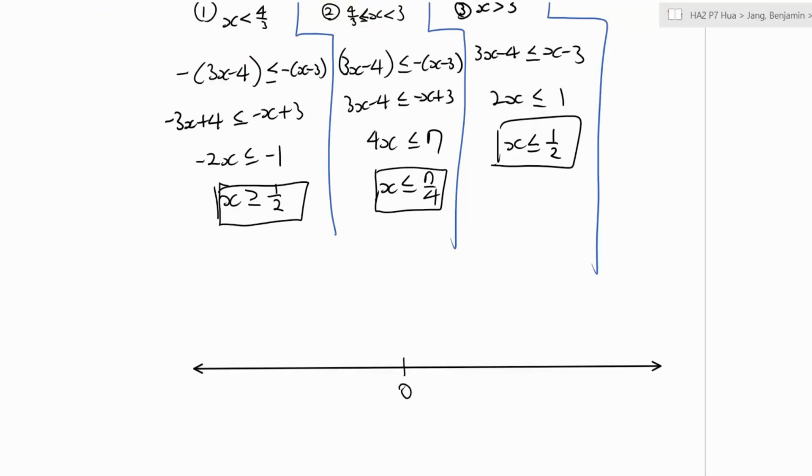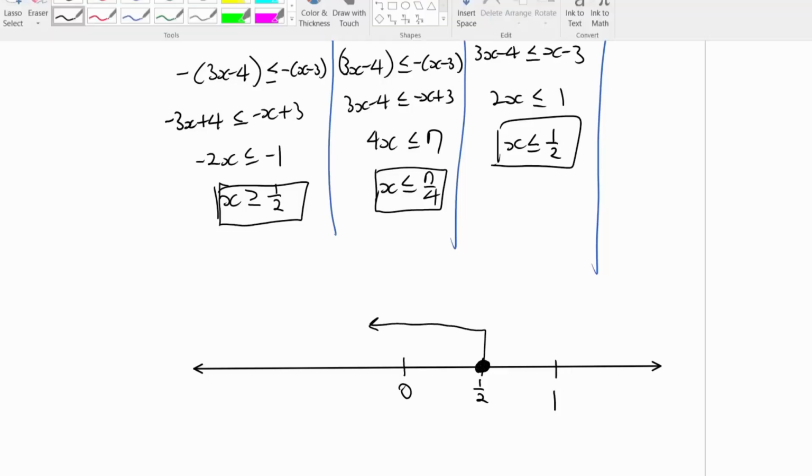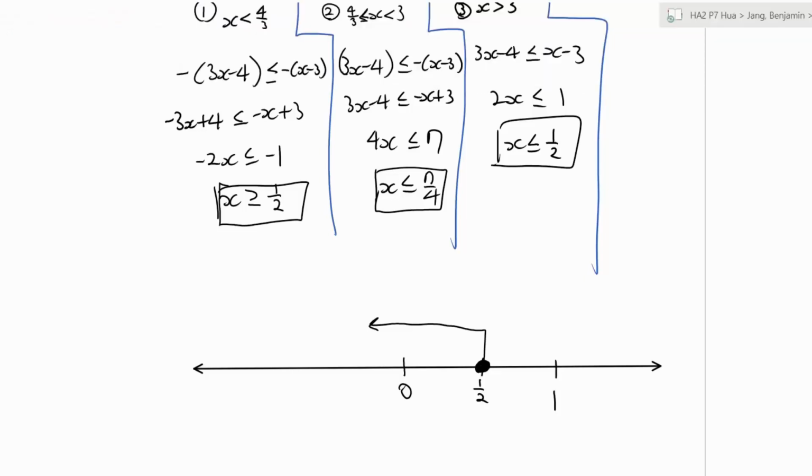Let's say this is 0. This is 1/2. This is 1. So the first inequality is this. And the second inequality, say here, is this. And the third inequality would be here.